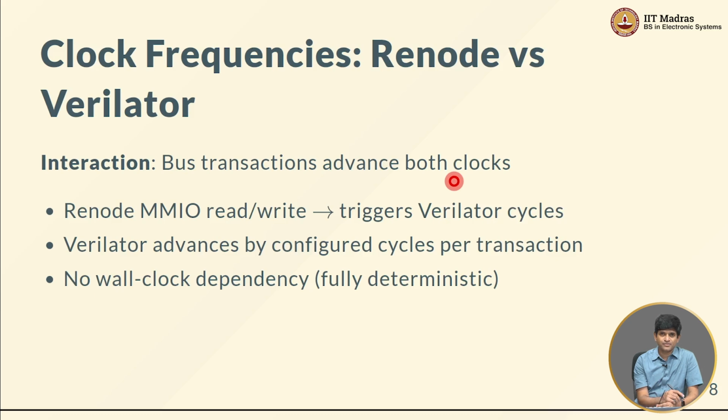So both of these ultimately mean that there is no dependency on the wall clock. The wall clock literally means the normal time that you and I know, right? That we look at the clock and see, okay, how much time has actually passed. Both of these clocks, the Renode virtual time as well as the Verilator virtual time, are internal to the respective systems.